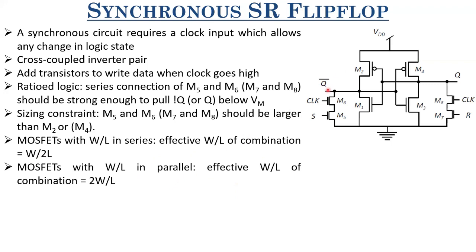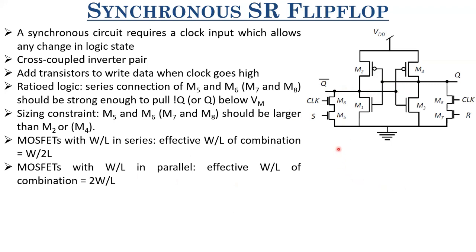So what should be done to ensure that this circuit works well? Your pull-down network's driving capability should be larger than that of M2 or M4, which is pulling this node up, so as to make either this node or this node go below the switching threshold of those inverters, so that you can make a transition. That is what is important.